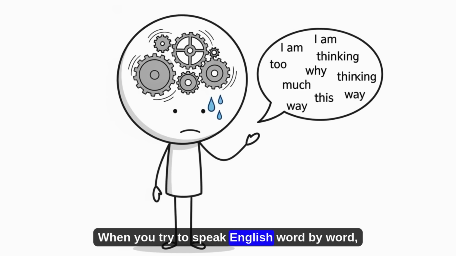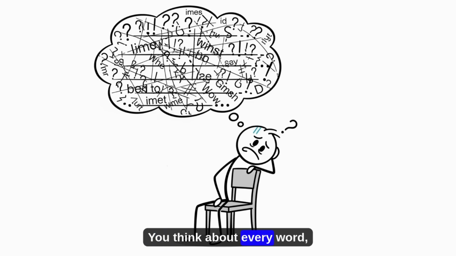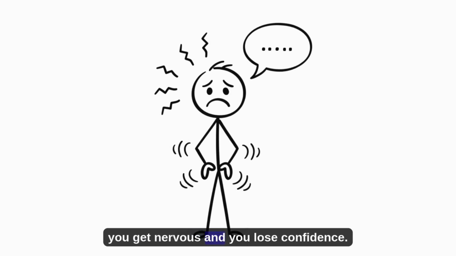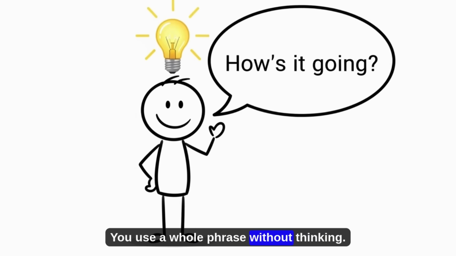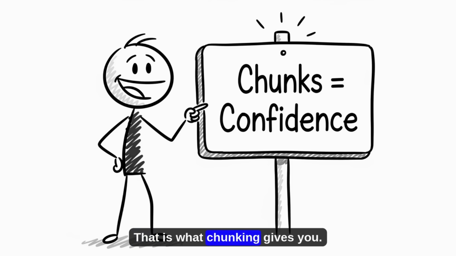When you try to speak English word by word, your brain works too hard. You think about every word, the grammar, and the sentence structure. That takes time. You pause, you get nervous, and you lose confidence. Now imagine this. You use a whole phrase without thinking. You say it naturally and correctly. That is what chunking gives you.